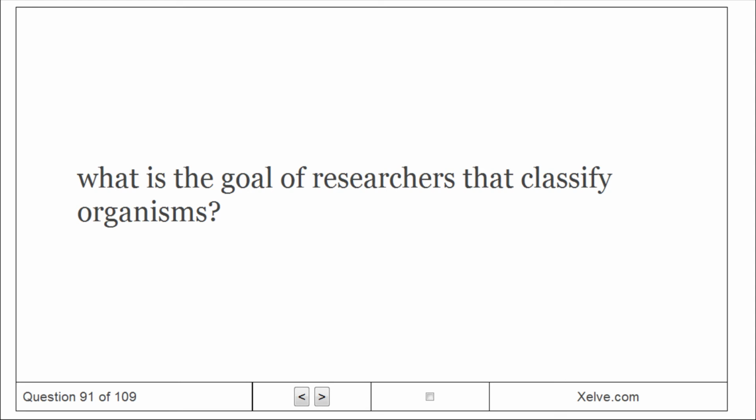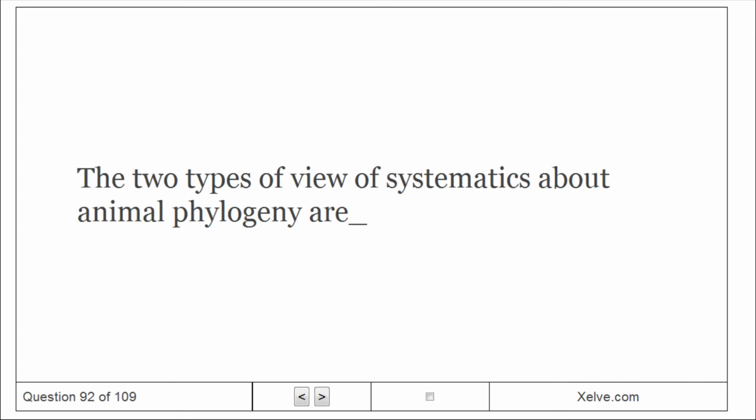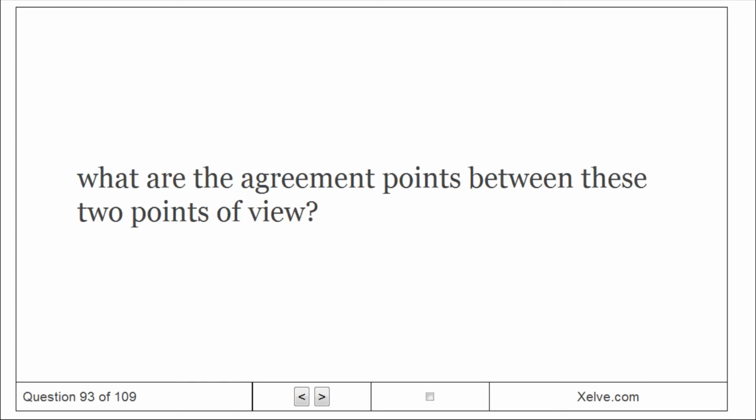What is the goal of researchers who classify organisms? Reconstruct evolutionary history. The two views of systematics about animal phylogeny are based on morphological data and based on molecular data. What are the agreement points between these two points of view?